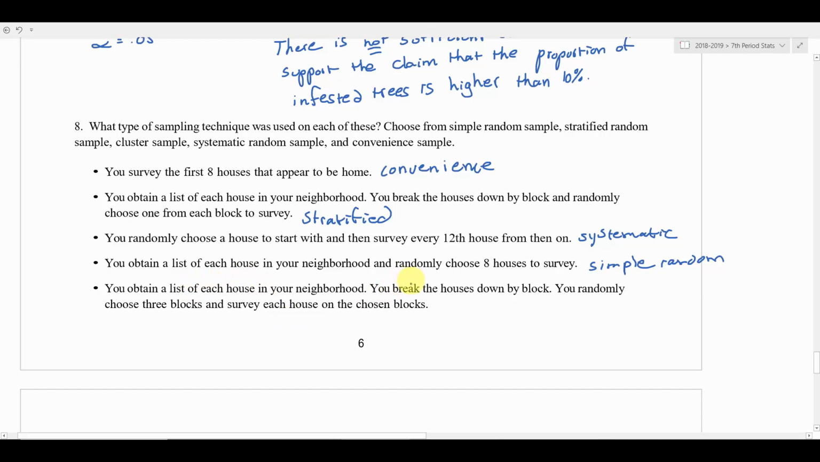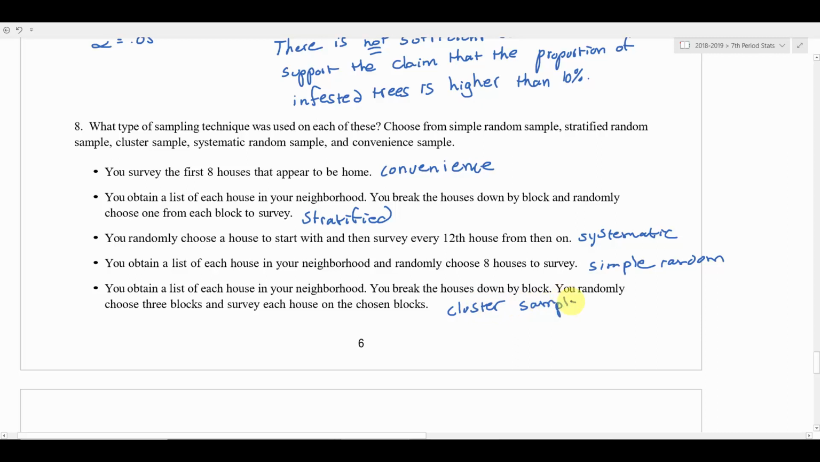All right, this last one says you obtain a list of each house in your neighborhood. You break the houses down by block. So it sounds a lot like this other one where we were stratified. You randomly choose 3 blocks and survey each house on the chosen blocks. So this one is what's called a cluster. This is a cluster sample.